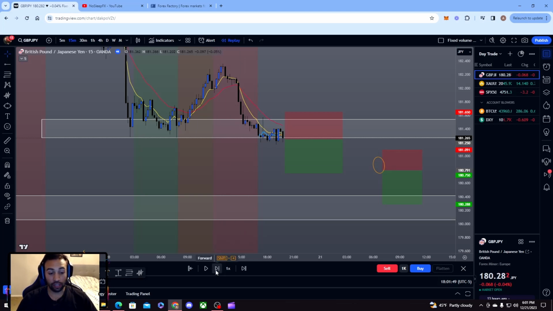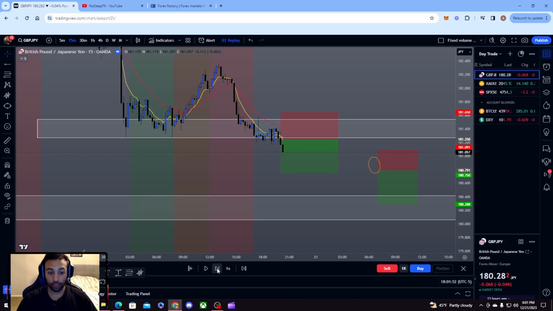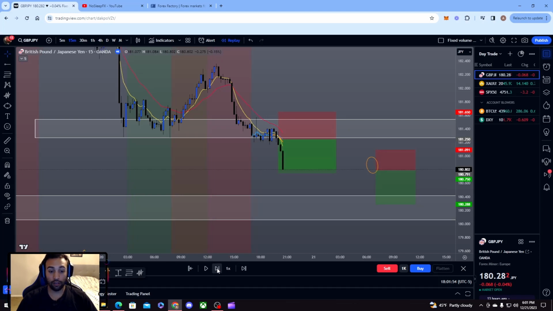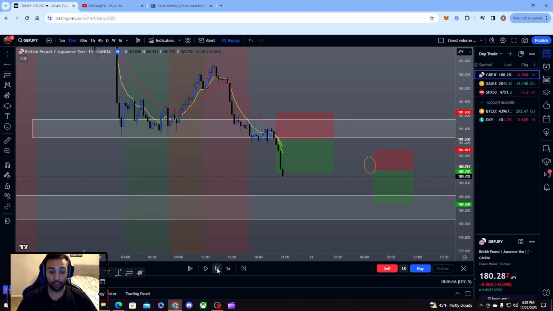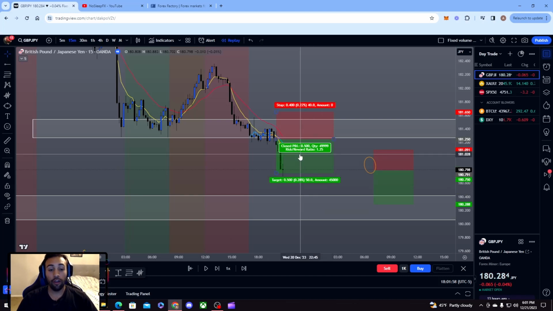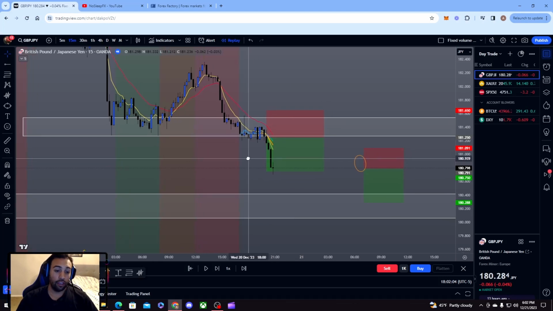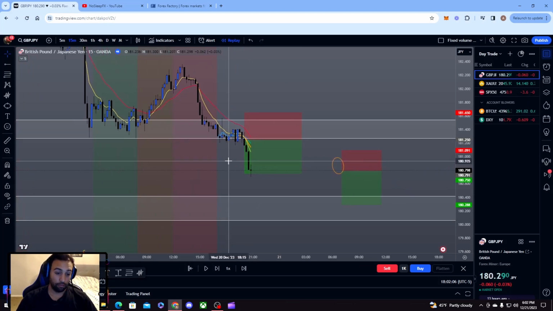So I let this thing play out for a little bit, and as you can see, we're in good profits, and it hit full TP for 50 pips. I risked 40 pips to make 50 pips, and to me that was a good trade.